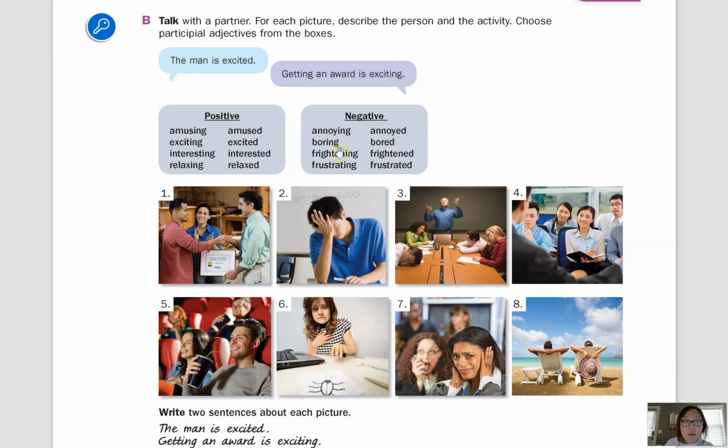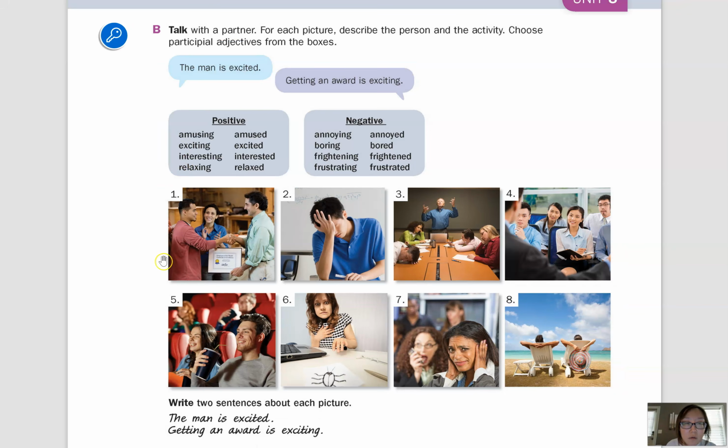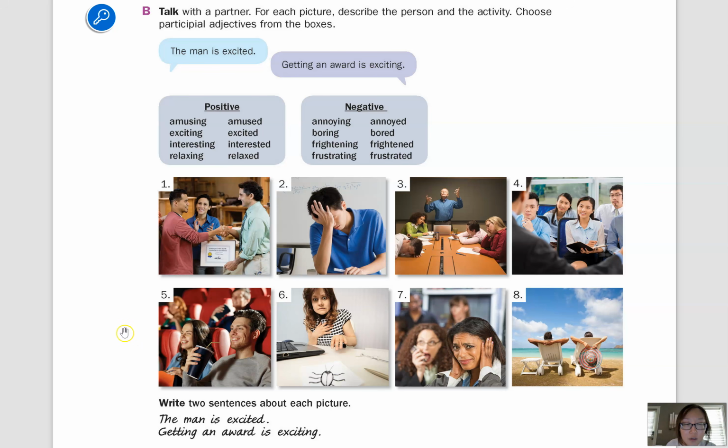Okay, so let's go ahead and take some time to make sentences with each set of words. As you can see, there are 8 pictures and there are 8 sets of words. So we already used exciting and excited. You don't need to use this one again. So pause the video and continue when you are finished.